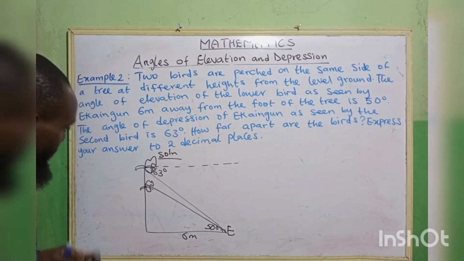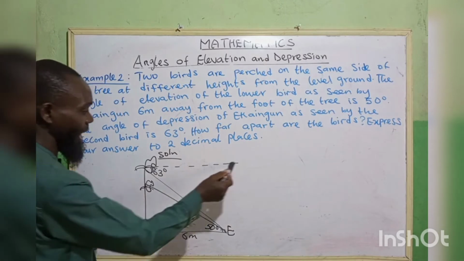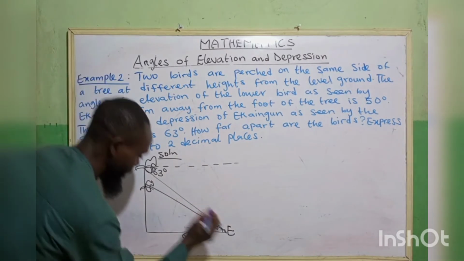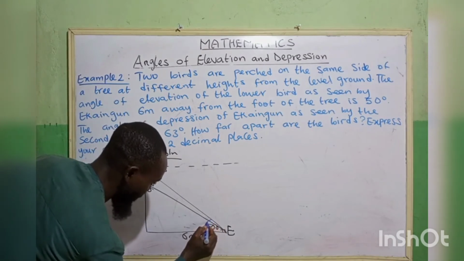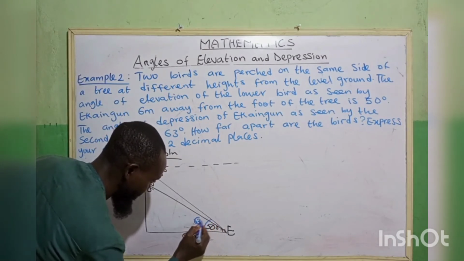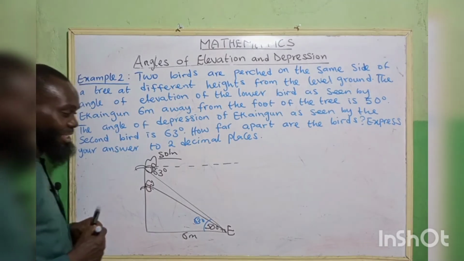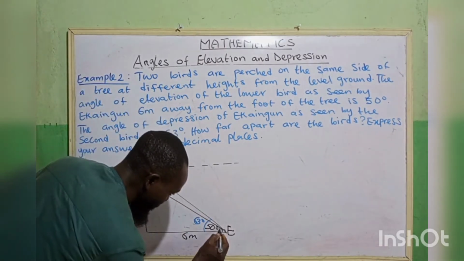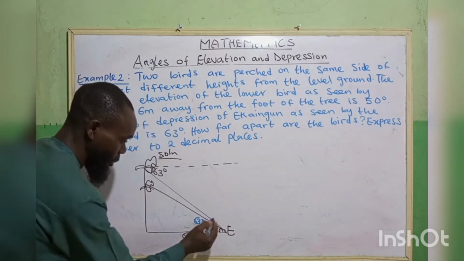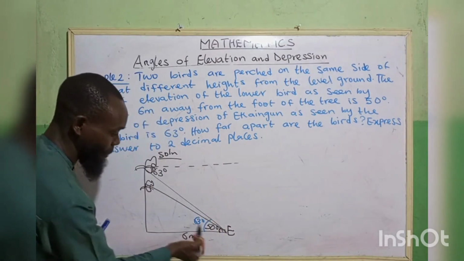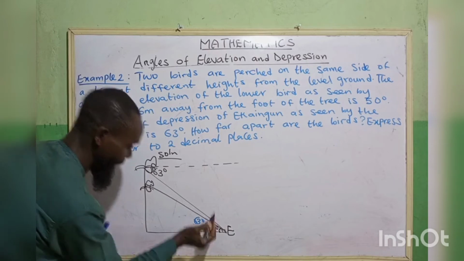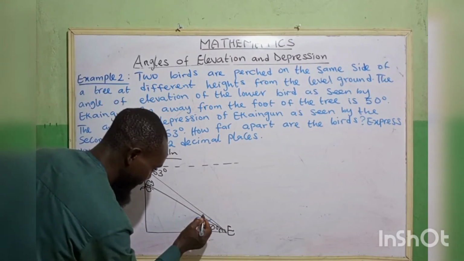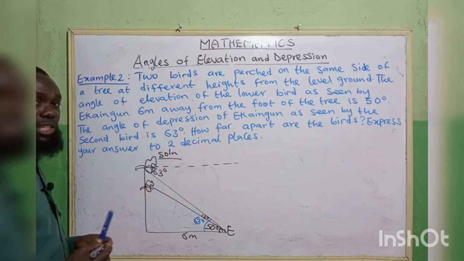Now, don't forget, we have a Z angle, that is, the alternate angles are equal. So definitely the whole angle here is also 63 degrees. From this point to this point is 50 degrees. The whole is 63, so if you take 50 from 63, this small angle here is going to be 13 degrees. So we might not need it.